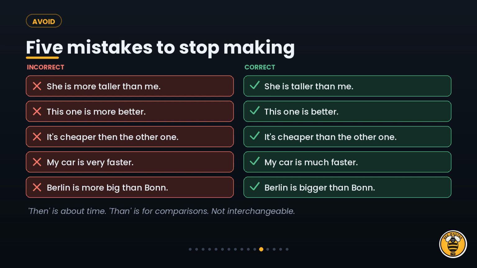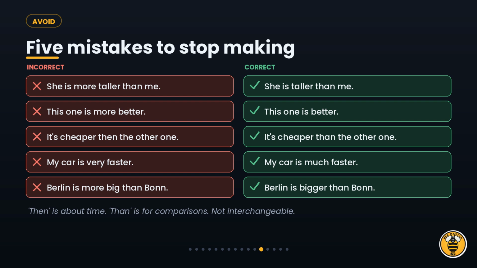Number 3. It's cheaper then the other one. That is the wrong word. "Then" is about time. "Than" with an A is for comparisons. It's cheaper than the other one. Number 4. My car is very faster. Very never goes with a comparative. My car is much faster. And number 5. Berlin is more big than Bonn. Big has one syllable, so it takes ER. Berlin is bigger than Bonn.